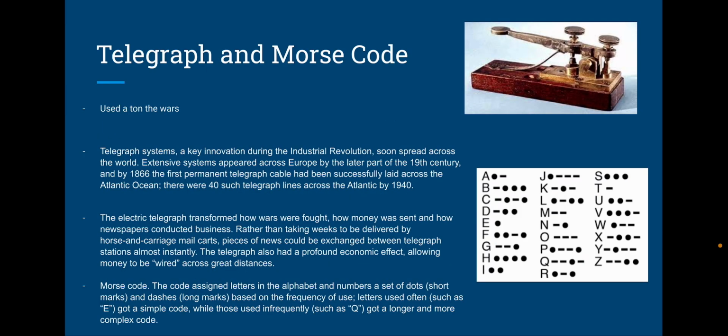Next up, we have possibly two of the most important inventions throughout this entire timeline, the telegraph and Morse code. Telegraph was a key innovation during the Industrial Revolution, which soon spread across the world. Extensive systems appeared across Europe by the latter part of the 19th century, and by 1866, the first permanent telegraph cable had been successfully laid across the Atlantic Ocean. There were 40 such telegraph lines across the Atlantic by 1940.